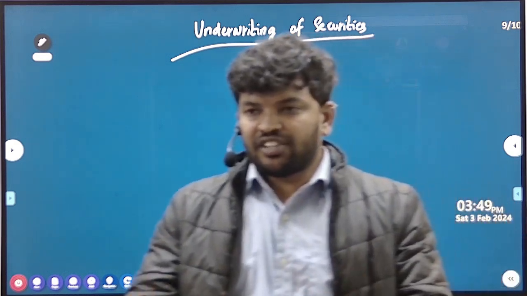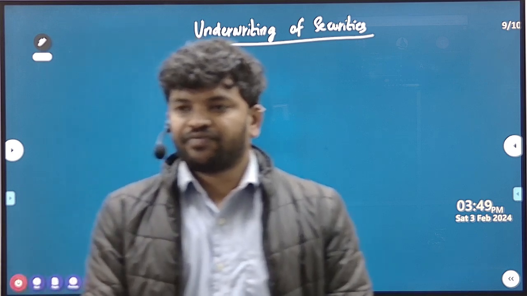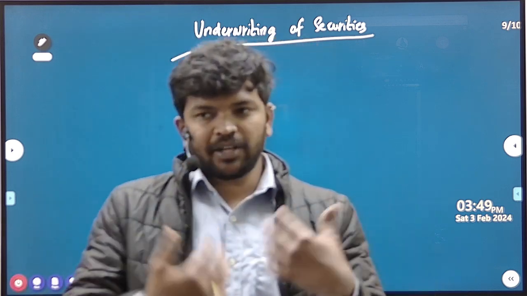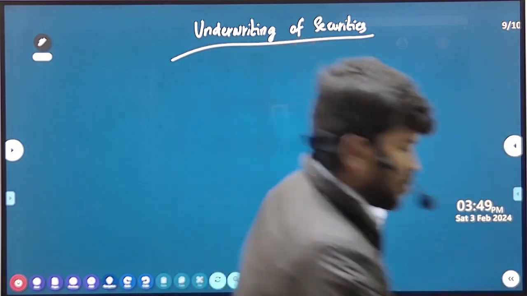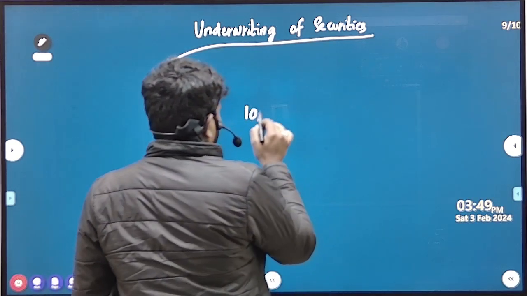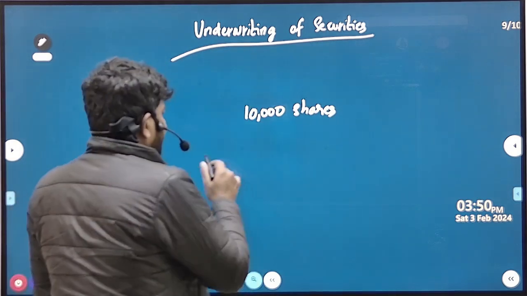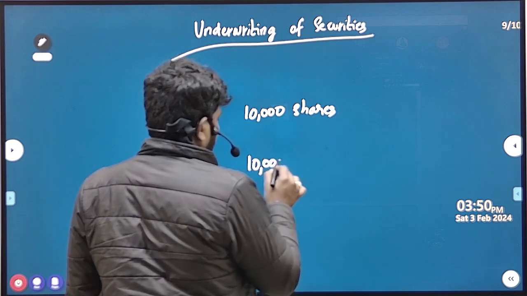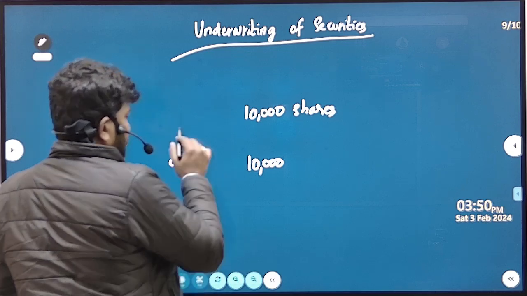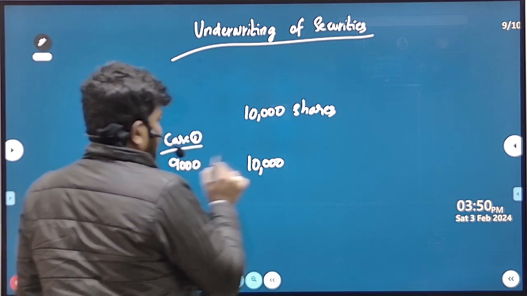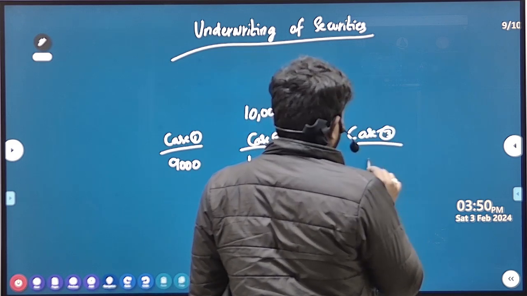Whenever the company issues shares, you receive applications from the shareholders, yes or no? Suppose I have issued 10,000 equity shares. I have received applications for exactly 10,000. I have received applications for 9,000. This is one case, case number 1. Case number 2. Case number 3. I have received applications for 12,000.